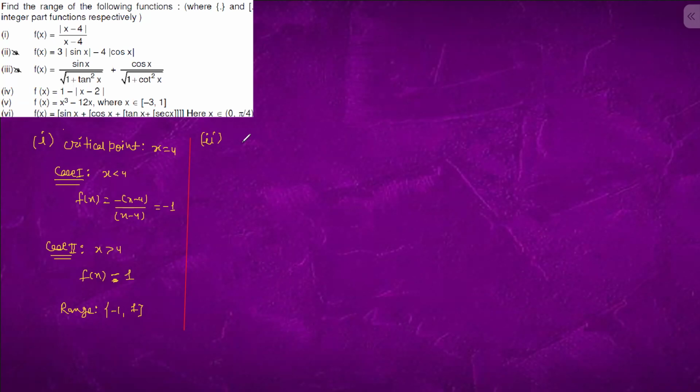f(x) equals some value. So if f(x) is plus minus a sin x plus minus b cos x, then the range will come out to be minus of root a square plus b square to root a square plus b square. So y is from minus 5 to 5.